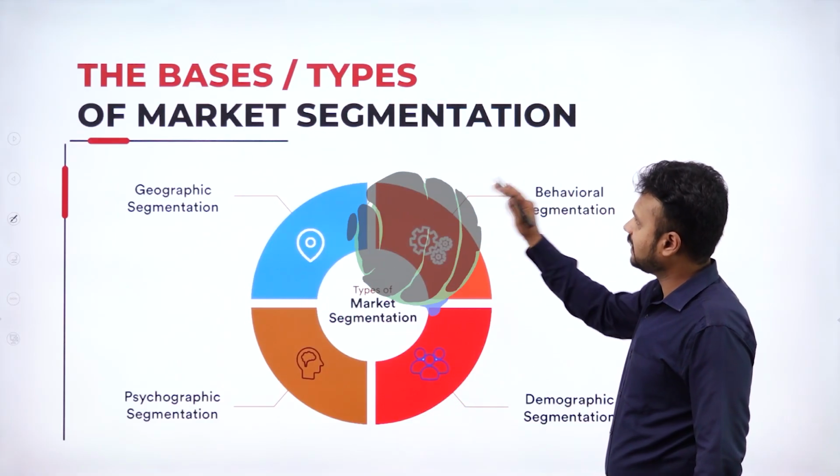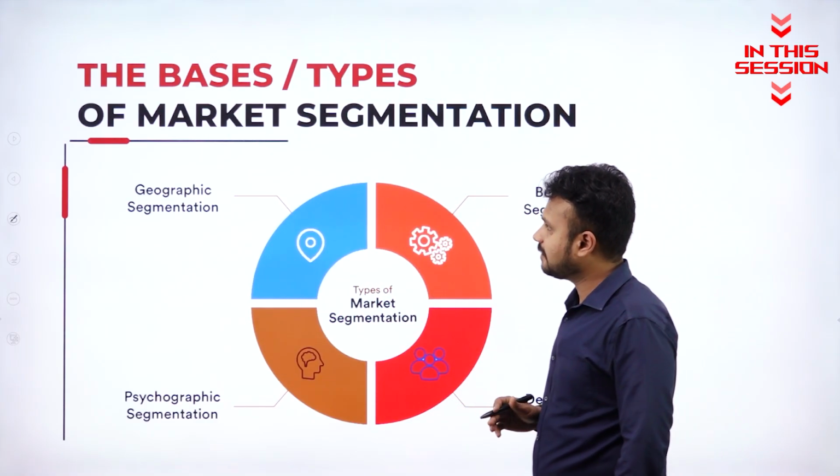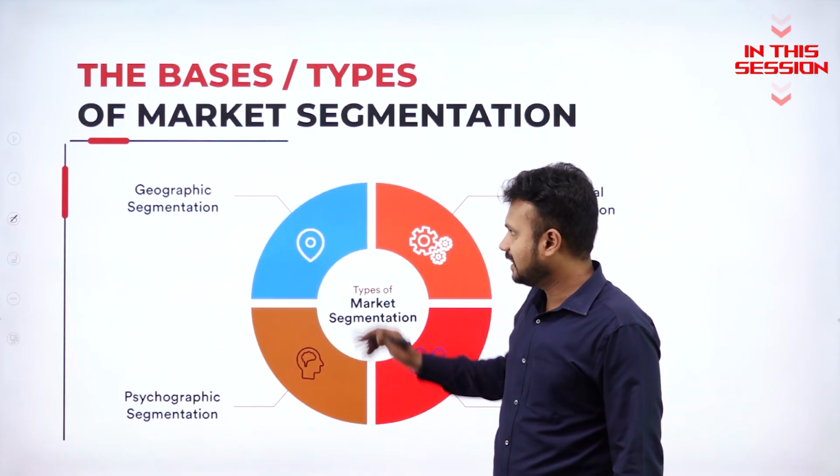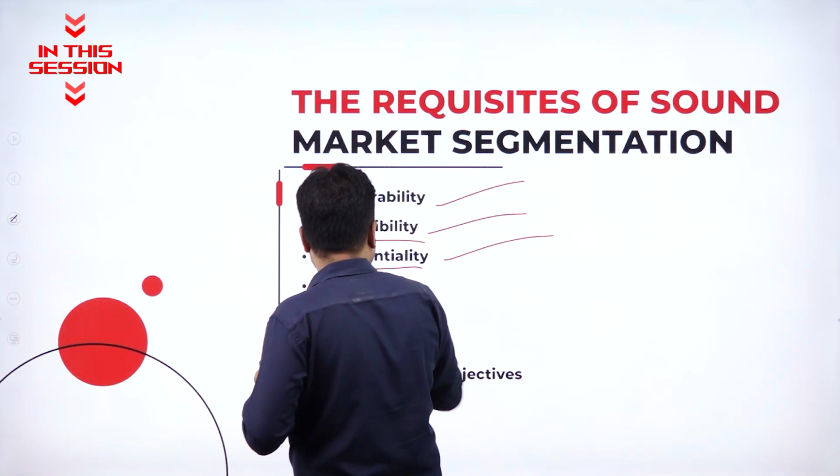The basis or types of market segmentation. This market segmentation is classified into 4 categories. Number 1, geographic segmentation.